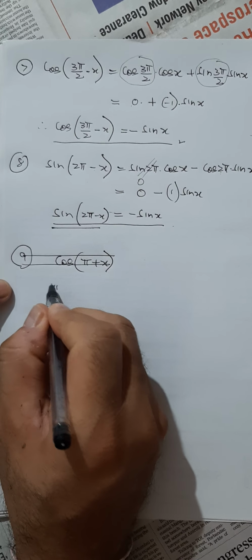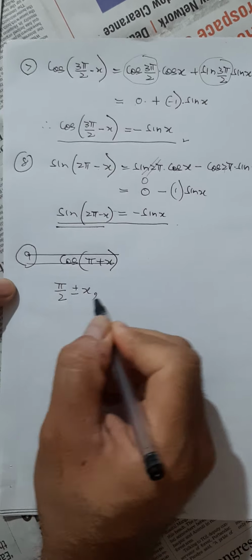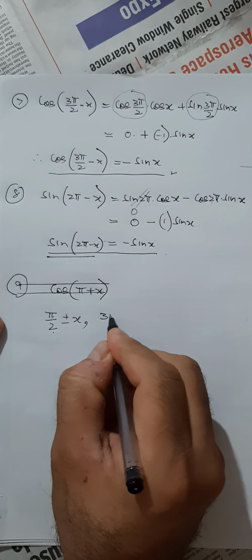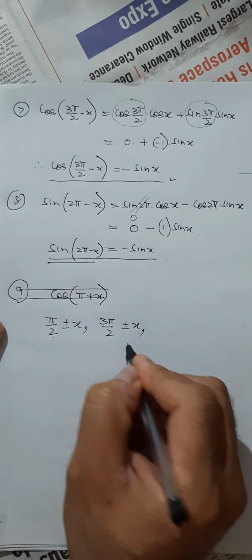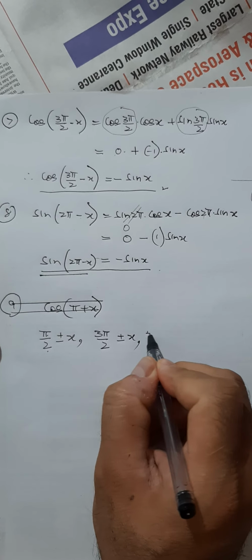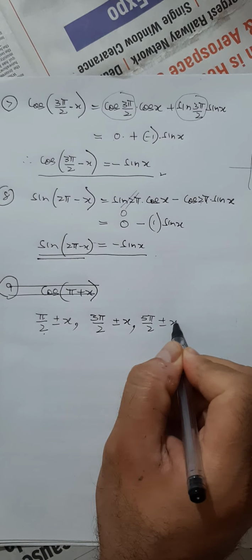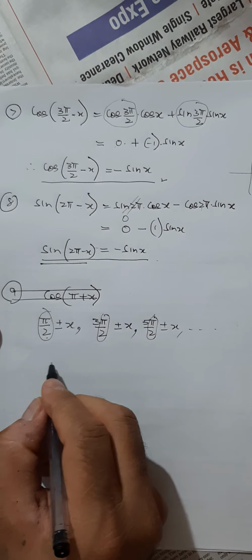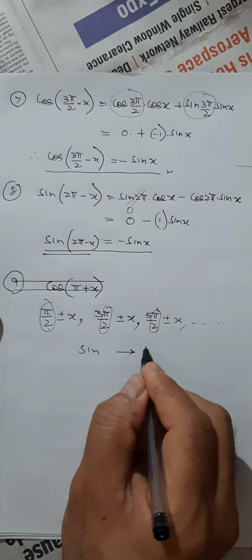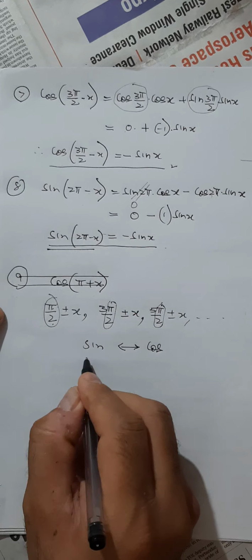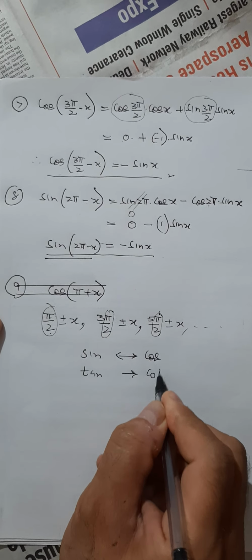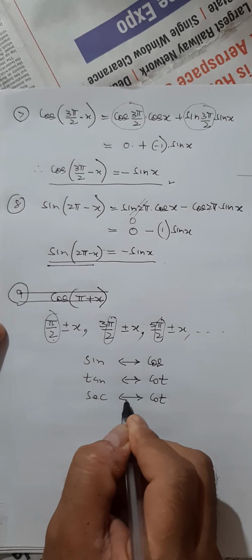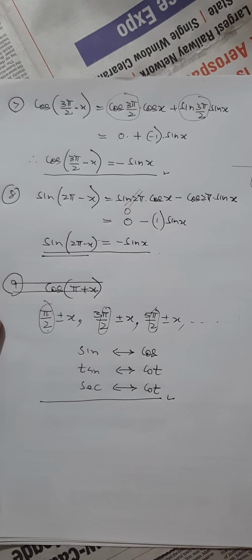If you have pi by 2 plus or minus x, 3 pi by 2 plus or minus x, then let's write 5 pi by 2 plus or minus x, and so on. That is, if you have a multiple of pi by 2, then on LHS, if you have sine, we write cos. If you have cos, you write sine. If you have tan, you write cot. If you have cot, you write tan. If you have sec, you write cosec. If you have cosec, you write sec. We do this. That's one thing.